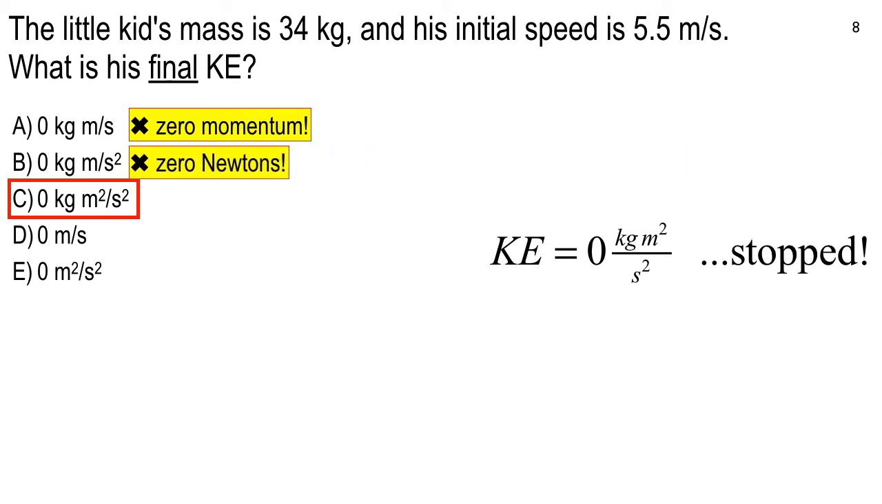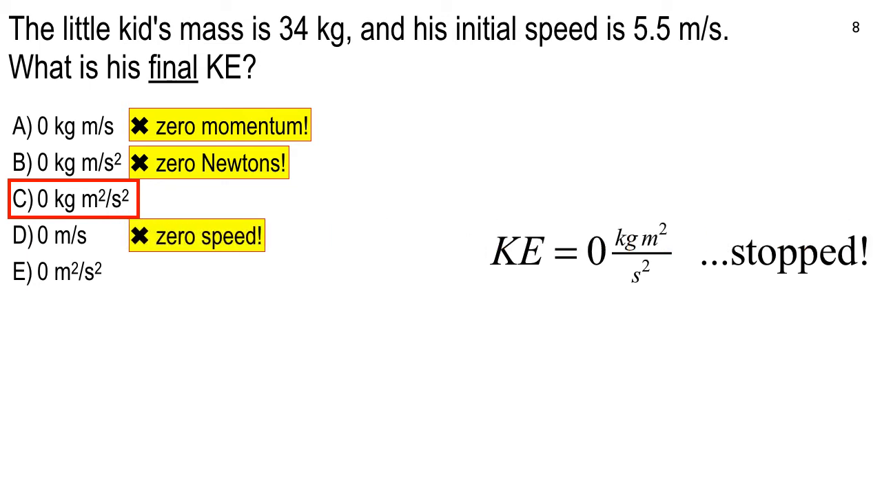This one, 0 kilogram meters per second squared. That's a force. That's a newton, 0 newtons. So that's out. If you're asking about kinetic energy state, this is not the right answer. That might be the answer for something like Newton's second law, but not for this.